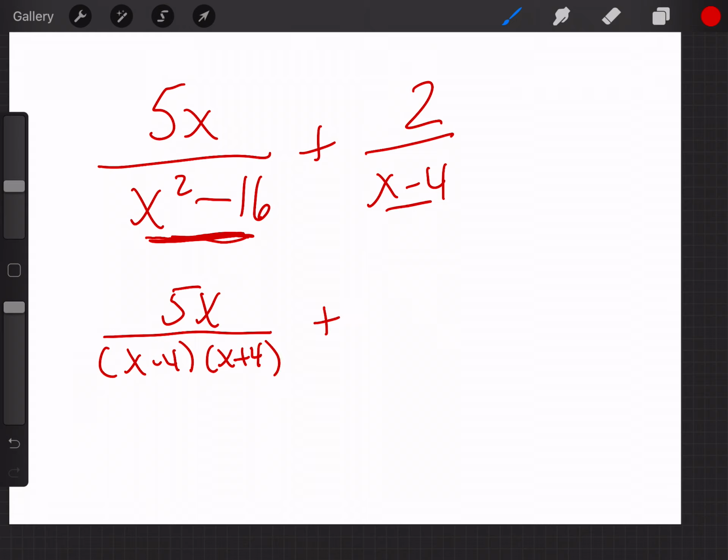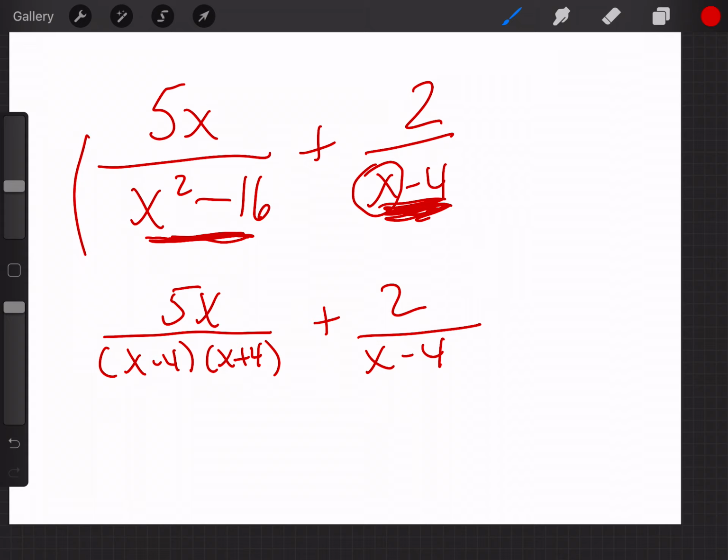And then over here, let's see. Can I factor that? No, I can't. Because some of you are thinking, that's the difference of two squares. And no, it's not. Why is it not the difference of two squares, ladies and gentlemen? Because this right here is not squared. So therefore, that is just x minus 4 over 2, okay? So the first thing I've done is I have factored. That's the first thing you need to do, okay?